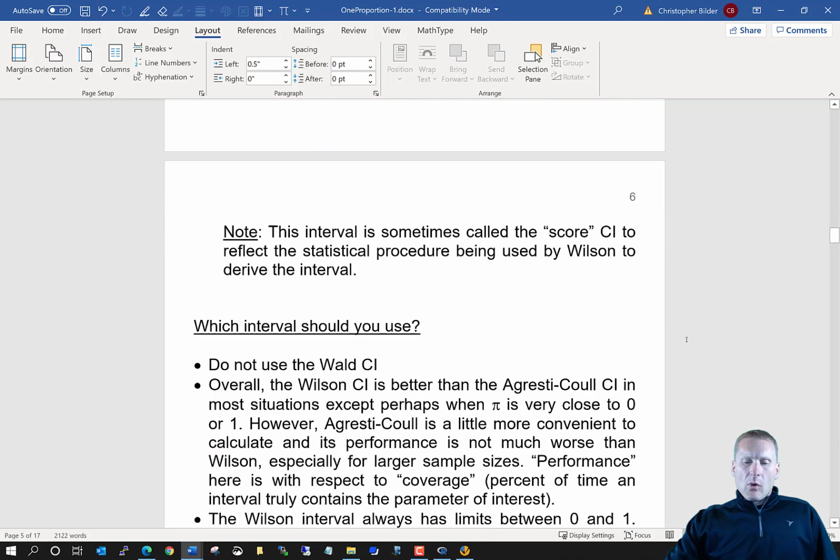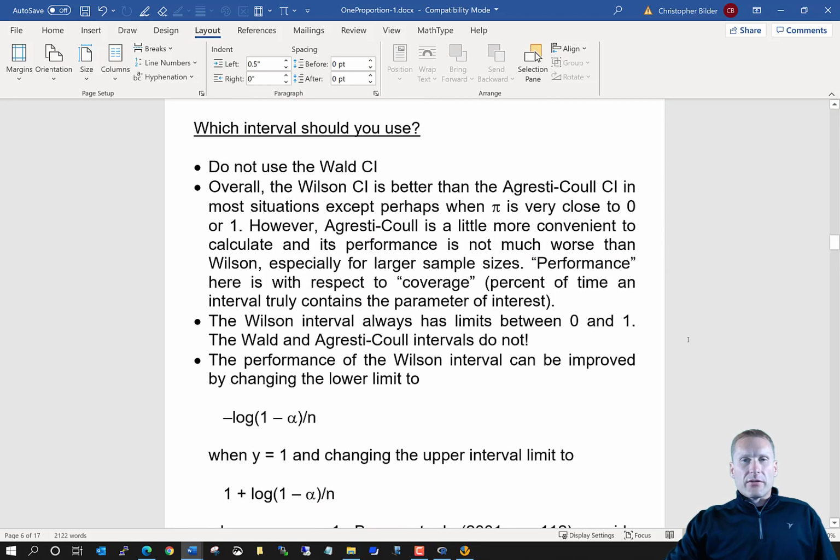Okay, so which interval should you use? Do not use Wald interval. If I see you use a Wald confidence interval, I will take off points. Now, overall, both the Wilson and the aggressive-cool confidence intervals perform very similarly, meaning if I say I have a 95% interval, they're both going to be, in most cases, fairly close to actually being 95%. I can't say exactly 95% because remember we're doing some approximations here. The advantage of the aggressive-cool is a little bit more convenient to actually do the calculation, but if you're using a computer, that's really not too much of a better benefit.